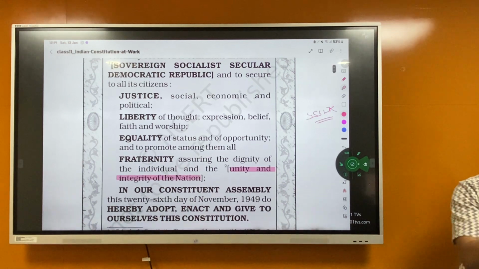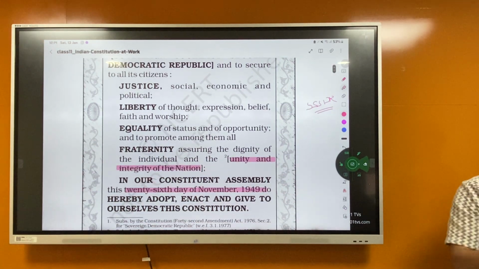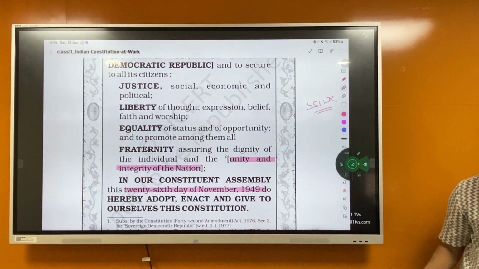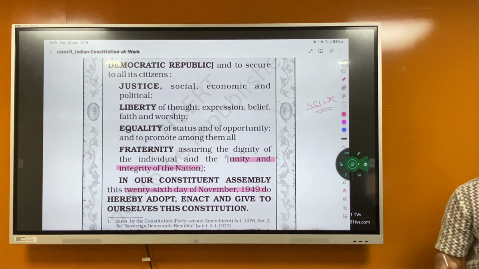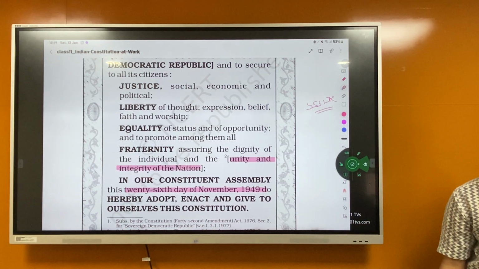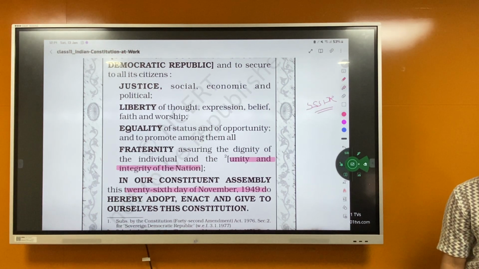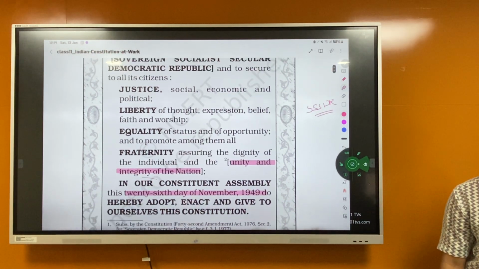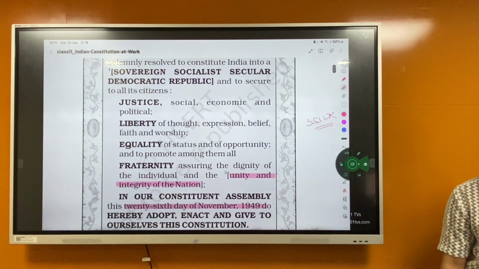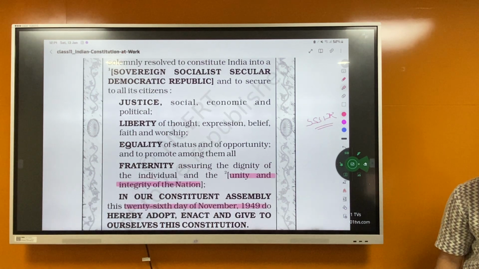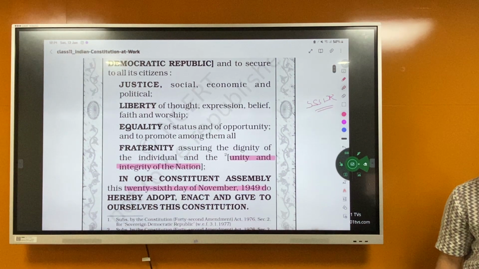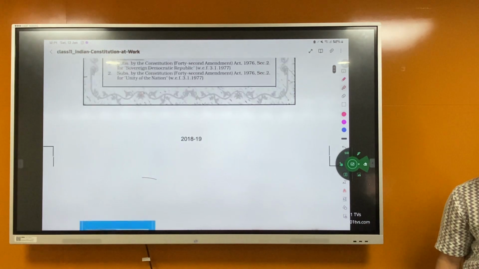And what was the date? This can be asked, like in prelims they do ask all these things, or even in the state exams, anywhere they can ask. Because I will ask you again. Written, done?